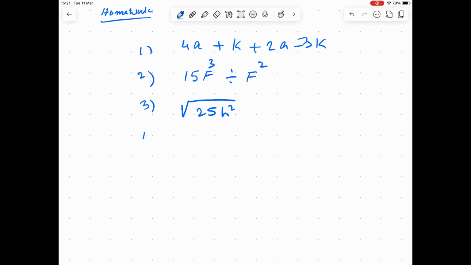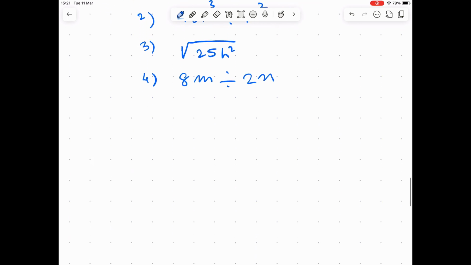Number 4 is 8M divided by 2N. And the last question, number 5, is 3x squared, and then the whole thing squared.